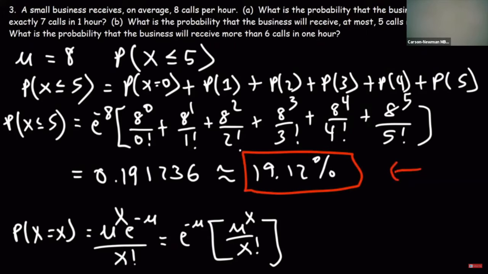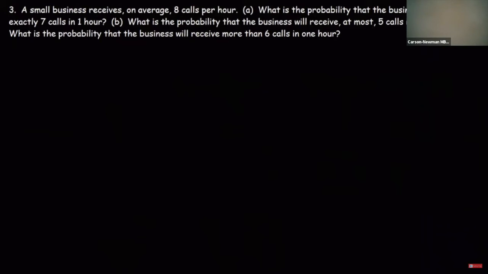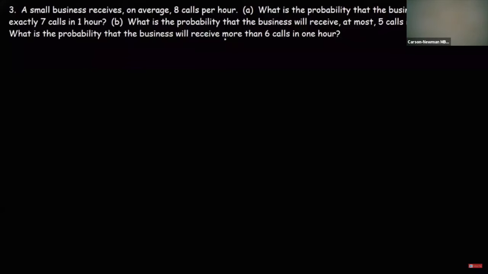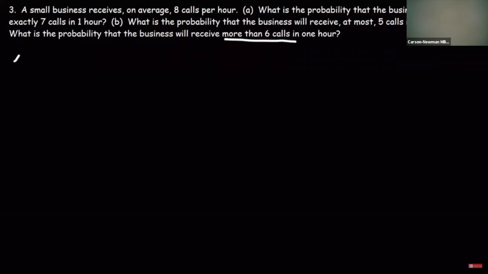Now, let's move on to part C. What is the probability that the business will receive more than 6 calls in 1 hour? So the time interval is still 1 hour, which means mu is still 8. But now we want to calculate the probability that x is greater than 6, but not equal to 6. So x can be 7, 8, 9, 10, and so forth. Now this can go to infinity, so it doesn't end. How can we find the answer in this case?